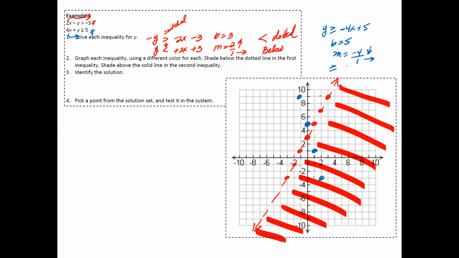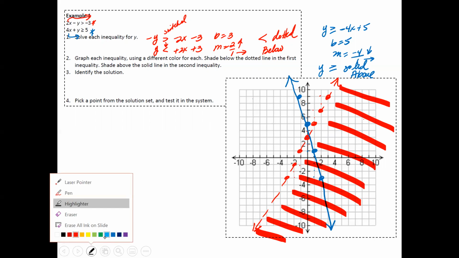And if you look at this, it is a solid line. And because it's eating the letter Y, you're not going to shade below, you're going to shade above your line. So solid line. And let's shade above.